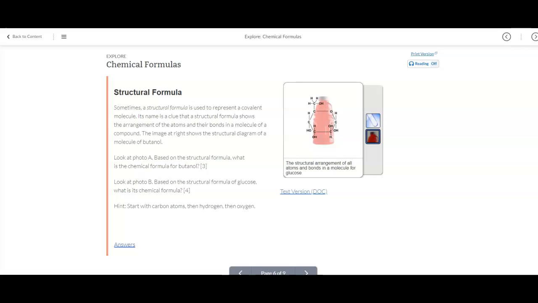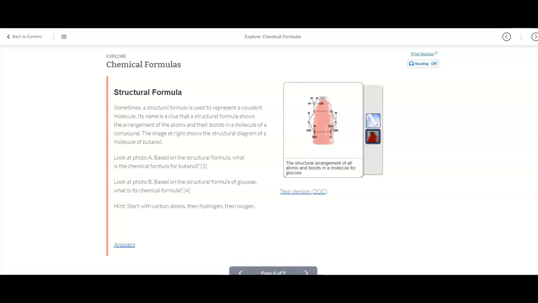Okay, so how do you interpret those? It tells you they're arranged by basically the atoms and their bonds in a molecule of a compound. So that's how they're interpreted. You're counting basically the letters to represent how many there are. And what do chemical equations show, and how do you write them?